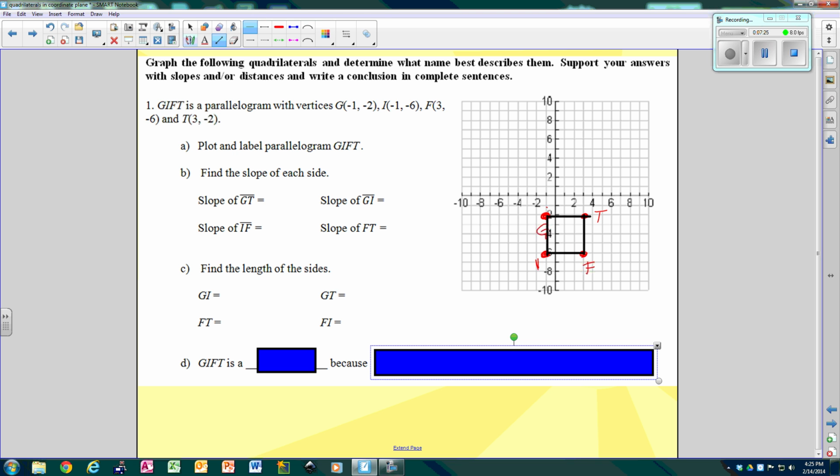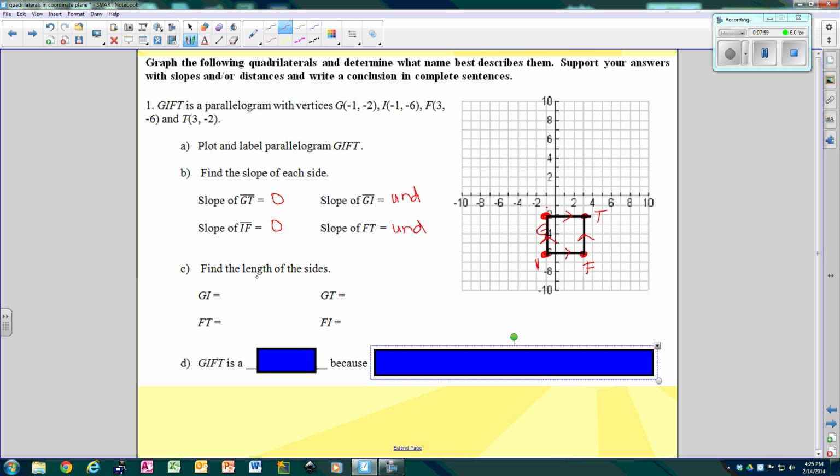All right, so now we're going to find the slope of GT. Well, GT is a horizontal line, so it has a slope of 0. IF is a horizontal line, so it also has a slope of 0. So now I know these two are parallel. GI is undefined because it's straight up and down. FT is straight up and down, so it's also undefined. Since they have the same slope, they too are parallel. So now I know that this is a parallelogram, but exactly what kind of parallelogram.